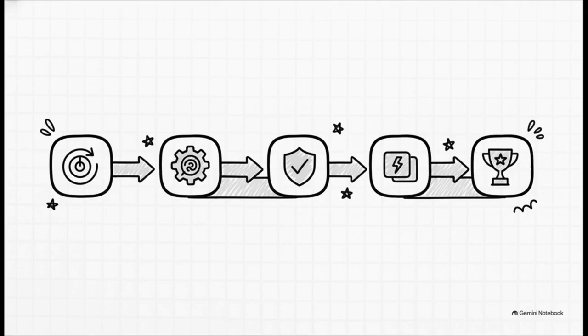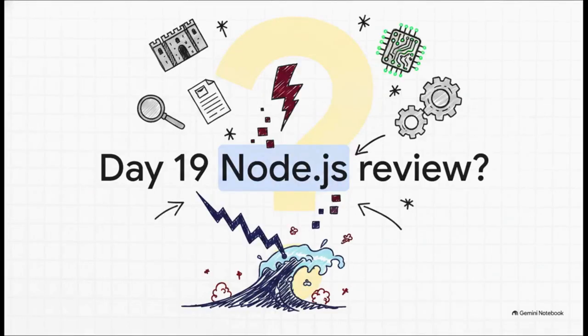This is exactly what a fully mature, production-ready Node.js request lifecycle looks like. So what does this all mean for you? I want to leave you with this final provocative question. Does your Node.js code actually survive the Day 19 checklist? Or is it just one unhandled async error away from completely crashing?